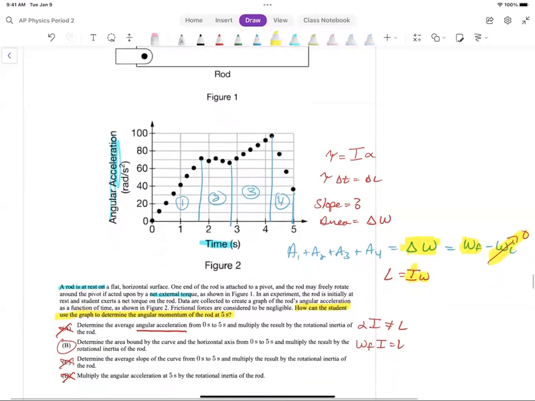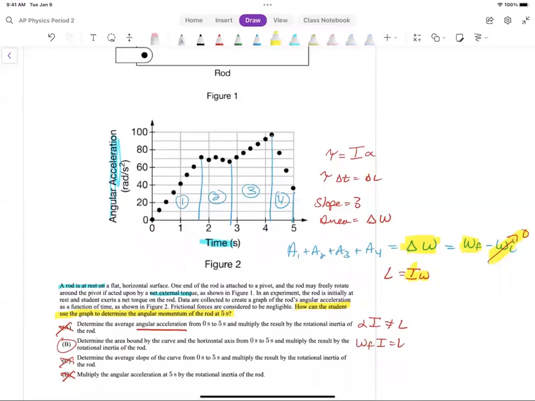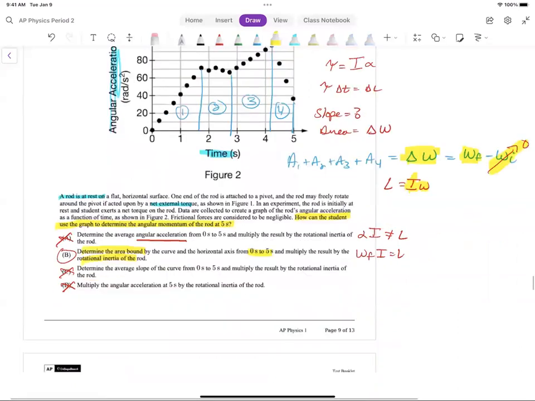So I will determine the area from 0 to 5 and multiply by the rotational inertia of the rod. So the area gives me the final angular velocity, since the initial was 0. The rotational inertia is known, so multiplying by that gets me the final angular momentum.